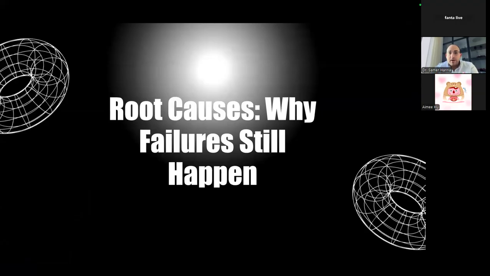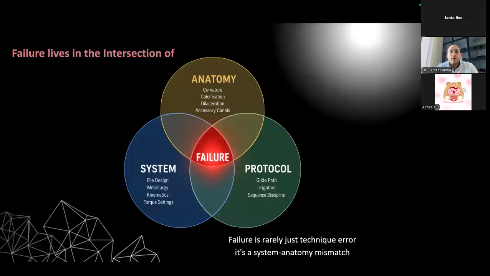But then why does failure still happen? We talked about the different types of failure. We talked a little bit about why it can happen, but again, we have to concentrate a little bit on the whole intersection of failures. So in order for a failure to happen, it can have one, or two or three of these reasons.